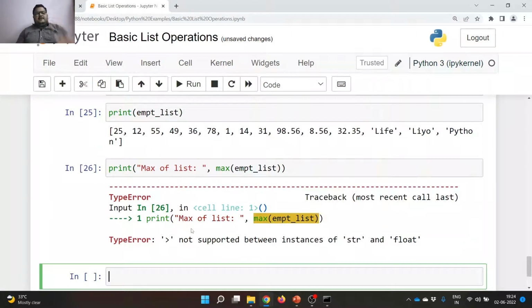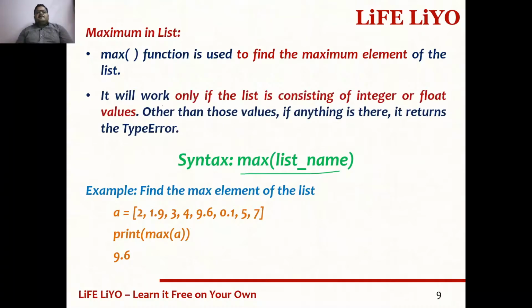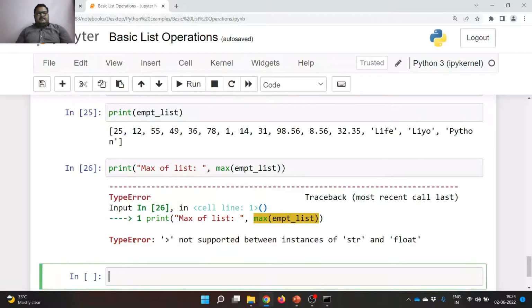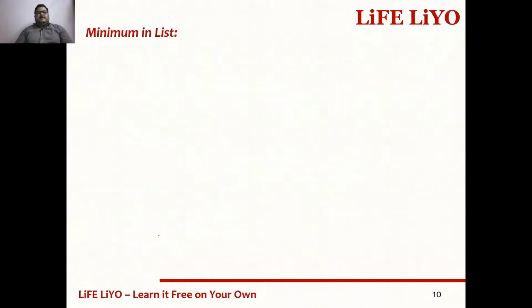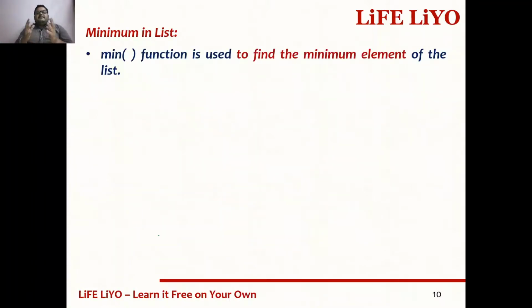Simply an error, because it will work only if the list consists of integer or float values. If a list consists of integer or float values, then only it is going to give the maximum element. Other than that, if any string or character is available in the list, it is going to return a type error. Minimum. The min function is used to find the minimum element of the list. The syntax is min of list name.